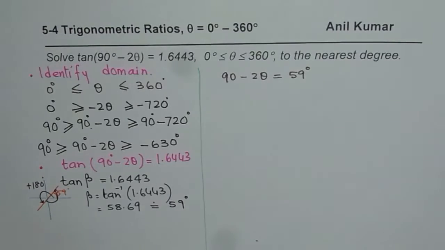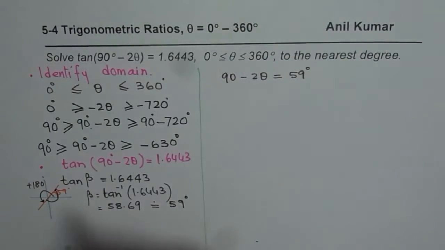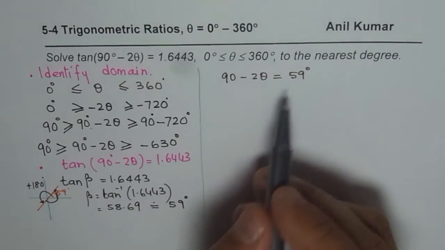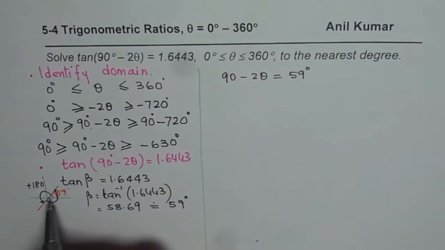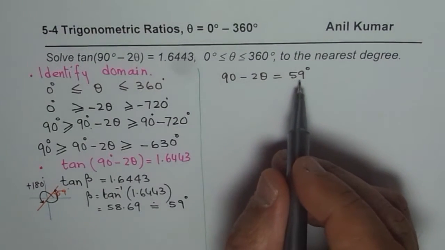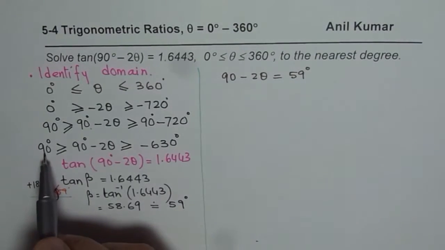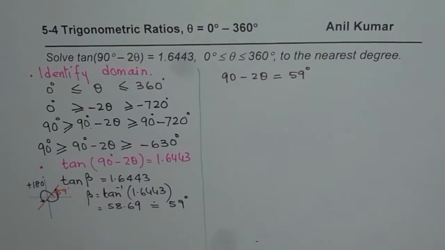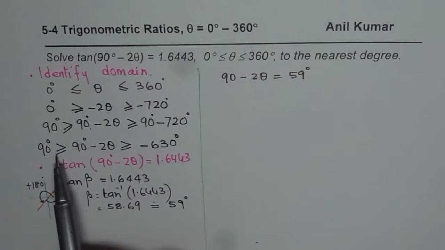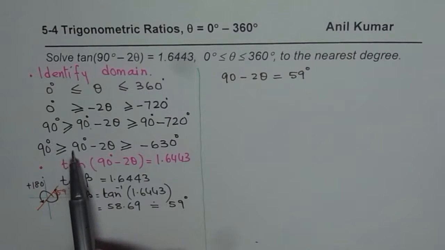That is the first answer. The second answer will be, we could always rearrange and find theta, right? So the second answer will be 59 degrees plus 180. Remember, 59 is not in our domain, correct? So that is not the answer which we are looking for. Oh, it is in our domain. It is in our domain since it is less than 90 degrees. So it is in our domain.